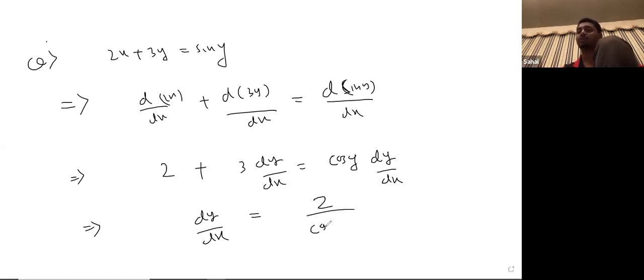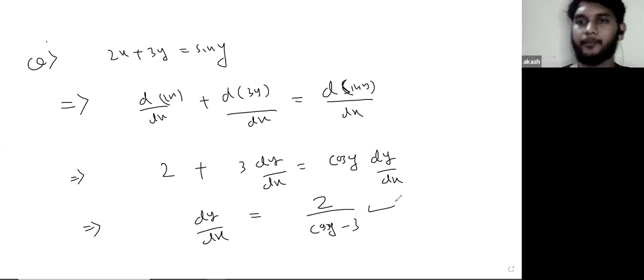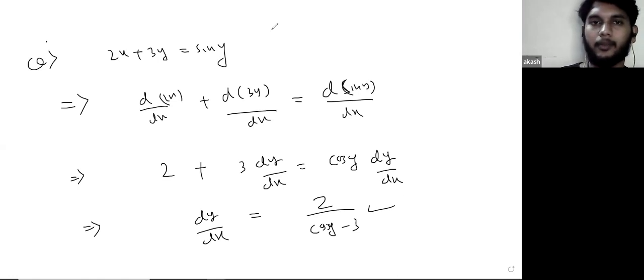Okay, if you take it to the other side, yes. Cos y minus 3, this is the answer? Right. Let's solve another question: ax plus by square equals cos y. Solve this one.